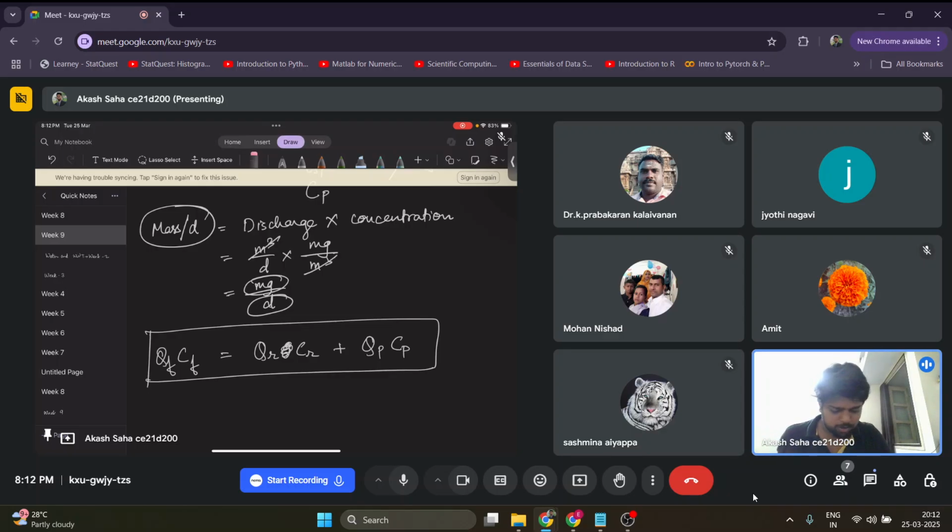Now QF is 2300 and CF is around 800. QR is around 600, and CR we have to find out. Plus QP is around 1700 and CP is 80. Now calculate and tell me what CR is. You will get to know something interesting. What would be the CR here? That is the reject concentration.